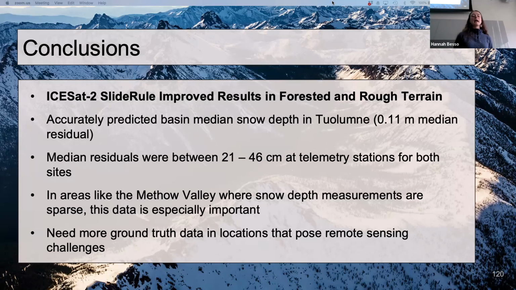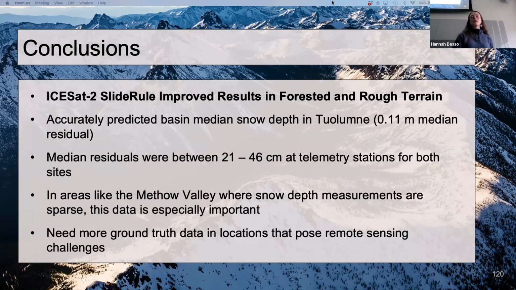We were able to accurately predict base and median snow depth in Tuolumne within about 11 centimeters as our median residual. And at both sites, our median residuals were under 46 centimeters when compared to telemetry stations.